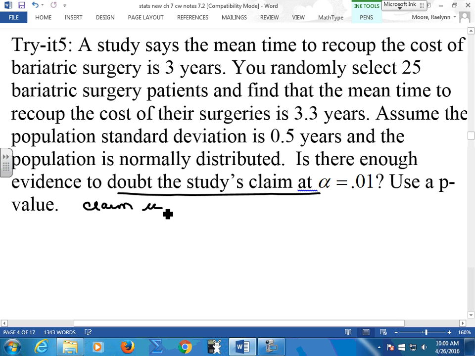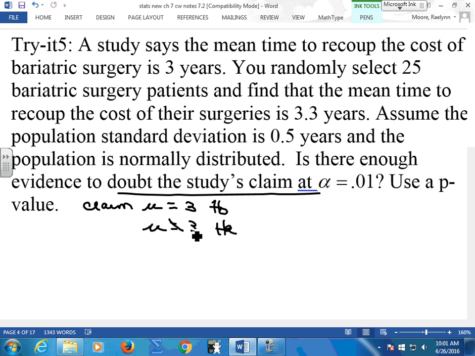So how would I write that? The mean is 3. Good. Is 3 years. Is it the HO or the HA? HO. It has the equal sign. And then the HA would be not equal. This is where the tail comes from, the HA. Okay? Now, if we're doubting the study's claim, usually it says, do you reject, do you support? Sometimes they throw different words at us.